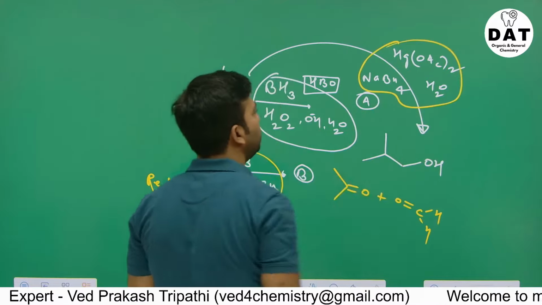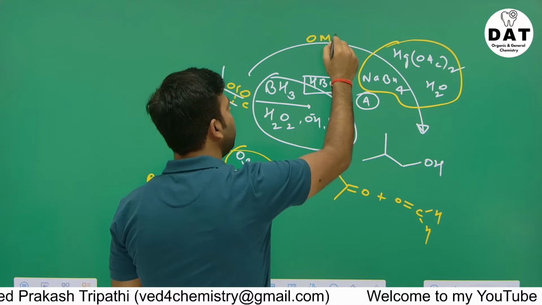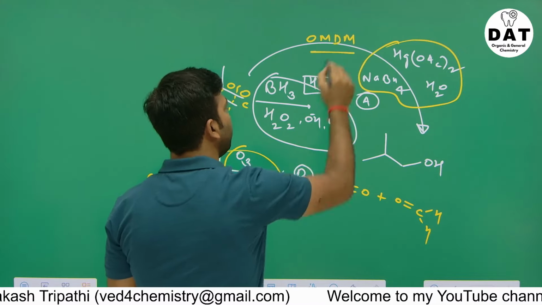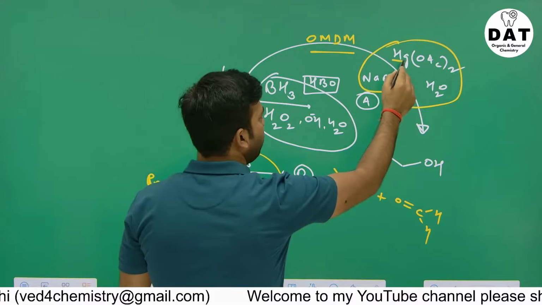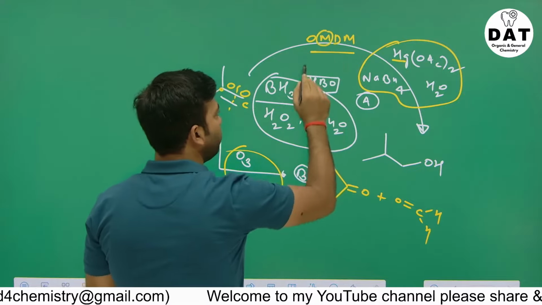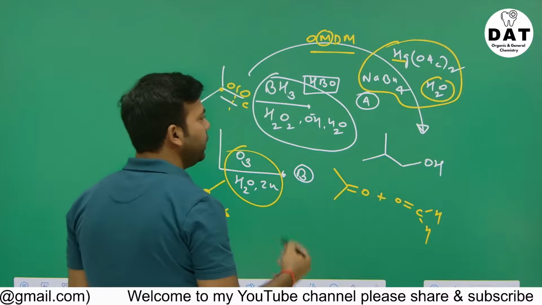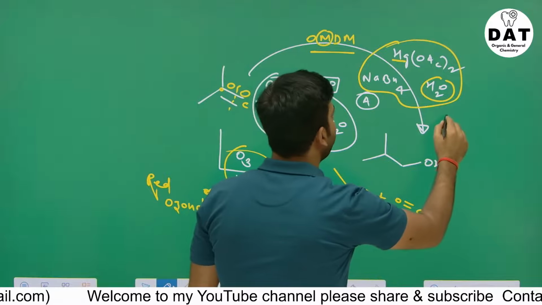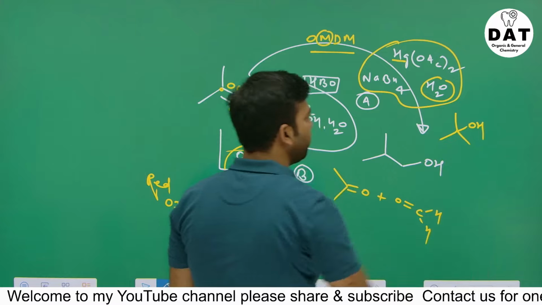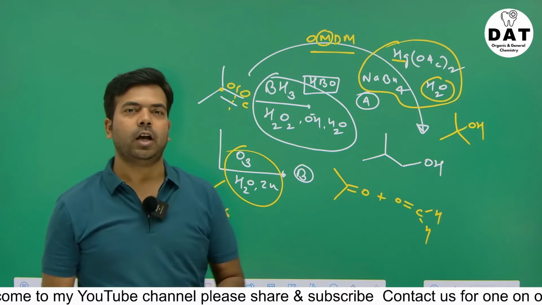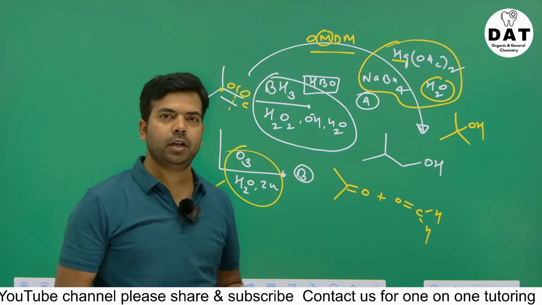And the top one, this one, oxymercuration demercuration. In short, you can say this is OMDM, oxymercuration demercuration. And this is what? Markovnikov's mercuration. OH is my nucleophile and it is anti-addition, but we are not going to use stereochemistry here, and the product will be here. Clear? So this is hydroboration oxidation, ozonolysis and OMDM.